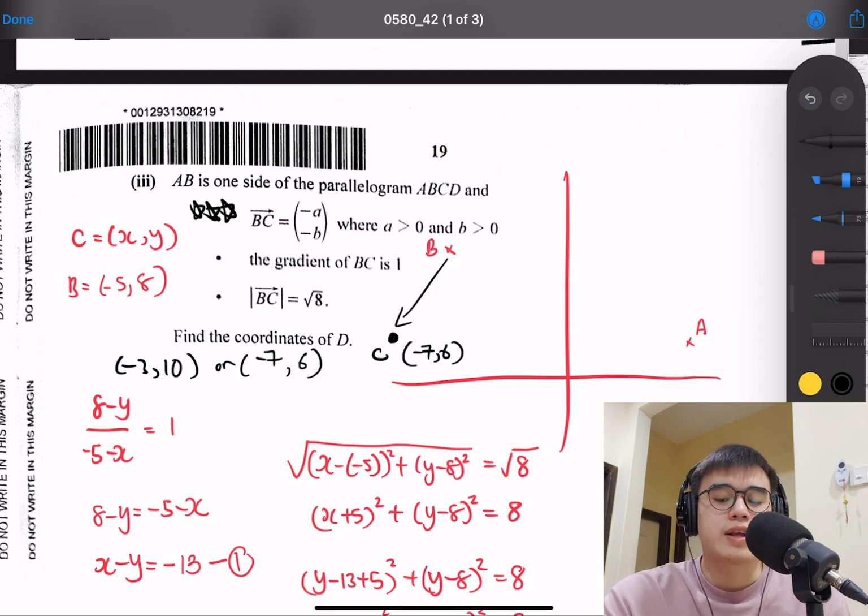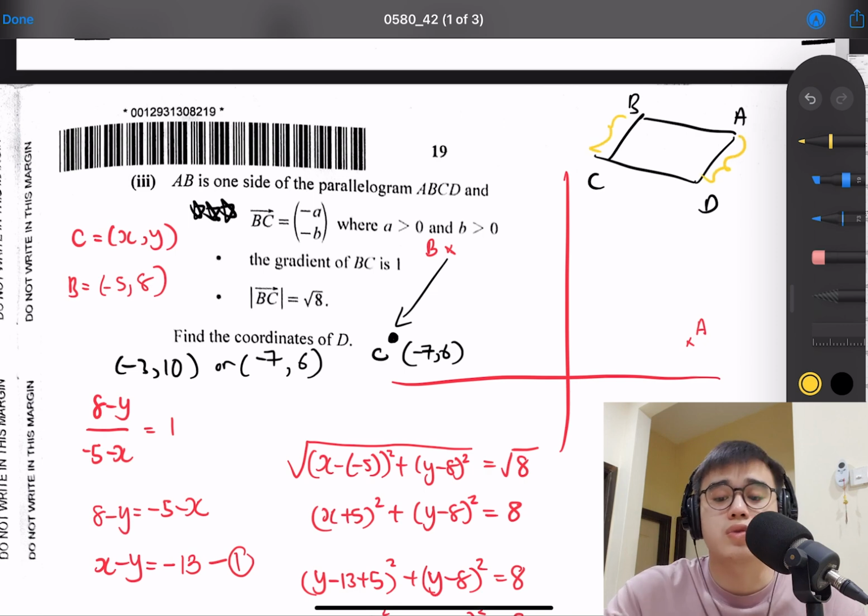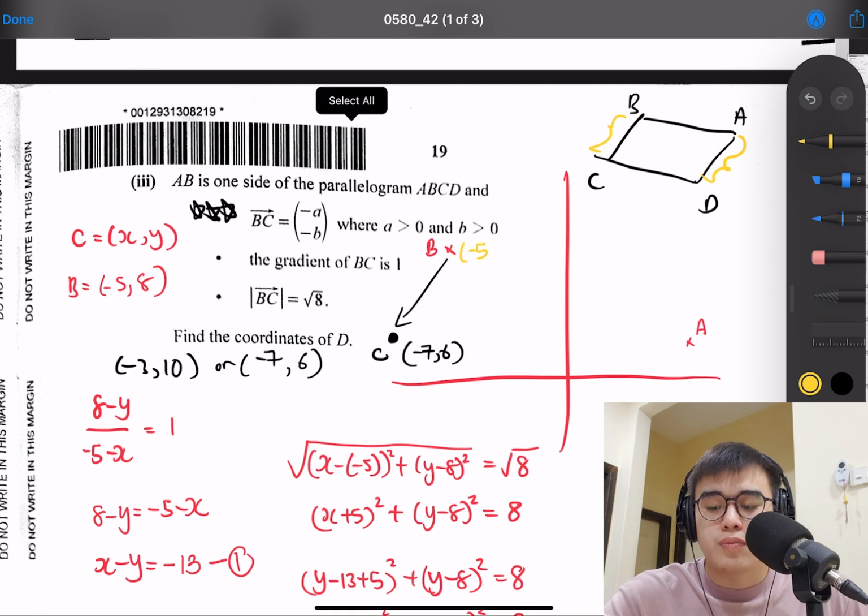So they want us to find our coordinates D. With this information, I know that it will look something like this already. Things to take note of is that the translation B to C will be the same as A to D. So if you're able to find the translation of B to C, you should be able to trace D's coordinates. In our case, from negative 5 to negative 7, the translation is negative 2 to be exact, and for 8 to become 6 is another negative 2.